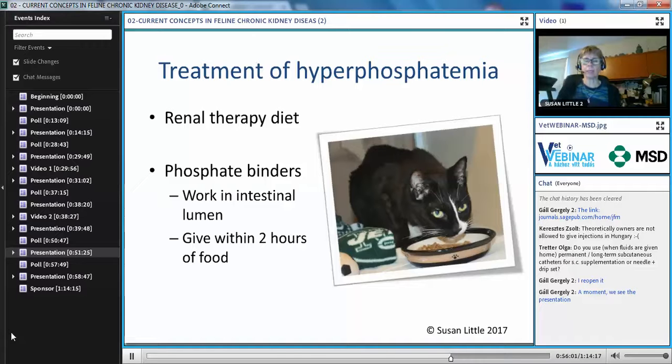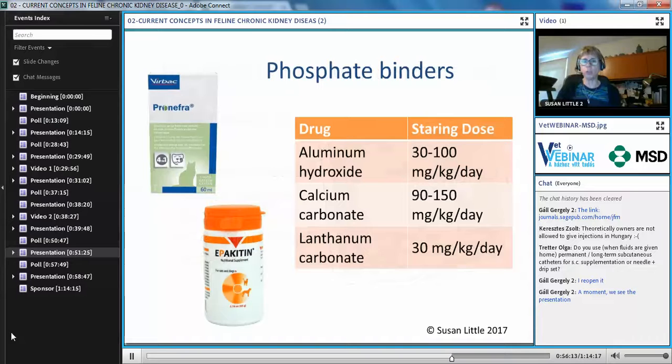So these are products that literally bind the phosphate content in the food. So they work by binding the food in the gut. And because they have to bind with the food, they need to be given within 2 hours of a meal in order to bind the phosphorus and prevent it from being absorbed with the other nutrients in the food. And there are a lot of different phosphate binders that you can use. Again, it just varies from country to country, what's on the market. All of these work.